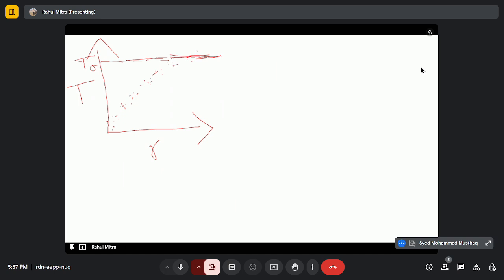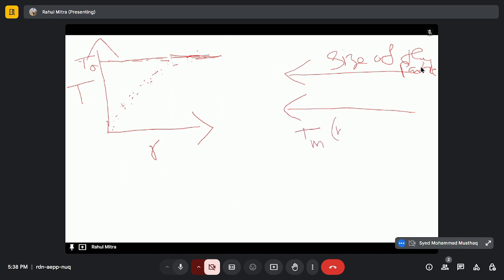So if we start to decrease the size of the particle, the melting temperature will also decrease. So that is how it's going to change.